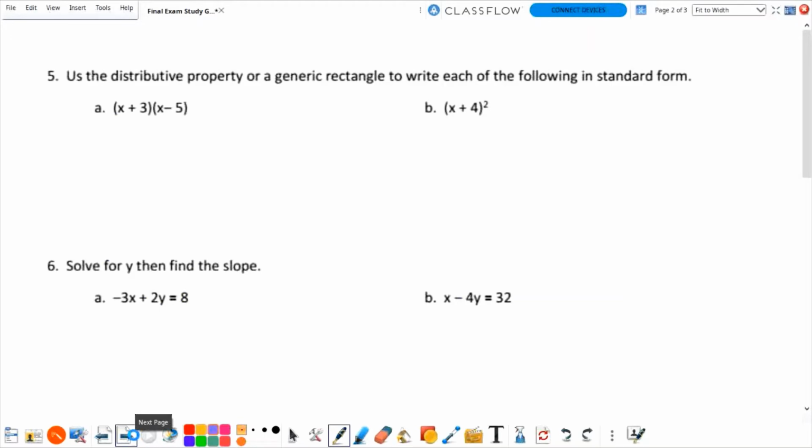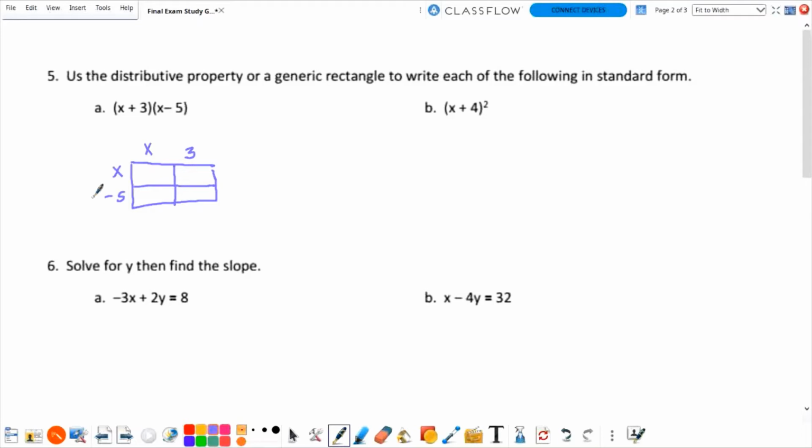All right, number 5 says use the distributive property or a generic rectangle to write each of the following in standard form. All right, so I'm going to do A by using the generic rectangle just to refresh you guys on that. It's been a minute since we've done it. So you're just going to make a box with enough room for all of your numbers. So we have x plus 3 and we have x minus 5. Remember to bring that minus sign and treat it like negative 5.